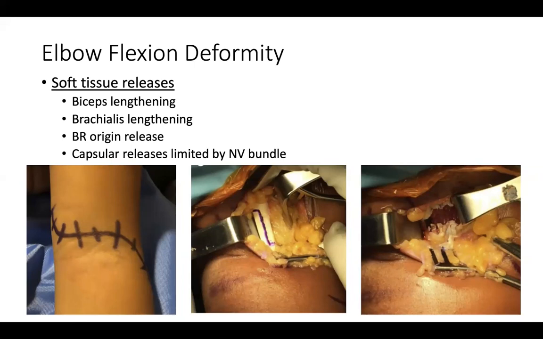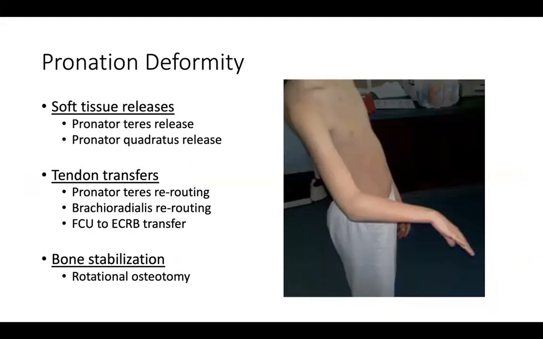So these pictures are demonstrating those lengthening procedures. In the middle there, you can see the distal biceps tendon, and they've outlined their step cut for a lengthening. And then on the right there, that's the brachialis deep in the wound, and they've done a fractional lengthening to increase elbow extension.